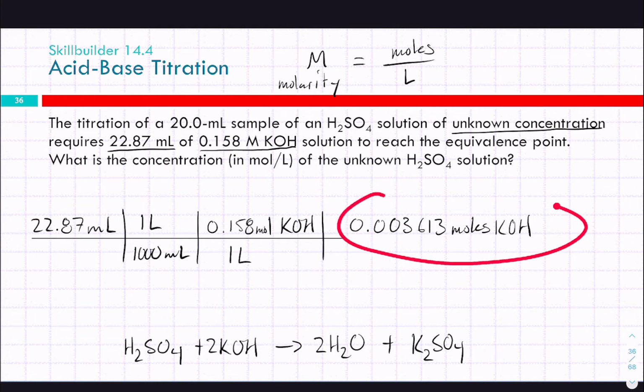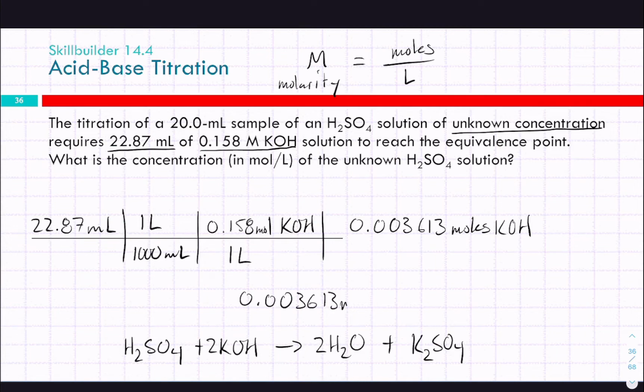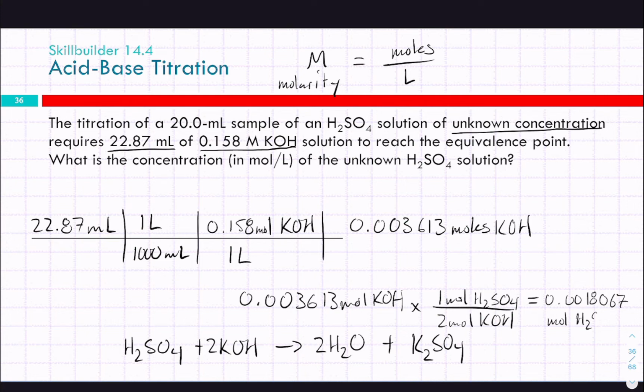So that means that if we added this many moles of potassium hydroxide, then we can take this: 0.003613 mole KOH. And our ratio between potassium hydroxide and sulfuric acid is 1 mole sulfuric acid per 2 moles KOH. So we take our moles of potassium hydroxide that we used and divide it by 2. In other words, 0.001807 moles of H2SO4.